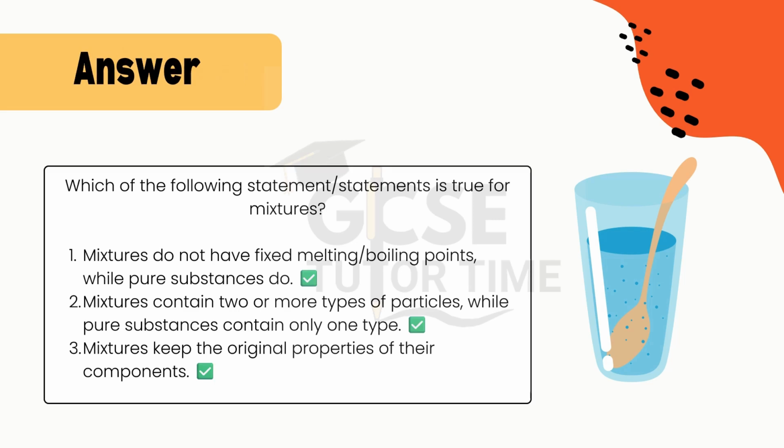If you answered all three, you are correct, because mixtures don't have fixed melting or boiling points. Mixtures contain two or more types of particles, whereas pure substances contain only one type. And also, mixtures keep the original properties of their components.